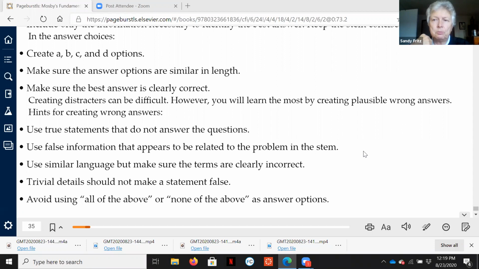So the word radius, if I can find the name of a bone that looks like radius, or is in a similar location in the lower limb, like the tibia, if I make that be one of my wrong answers, then the person has to be able to clearly understand where the location of this is.